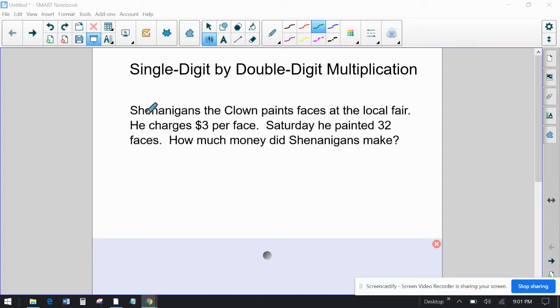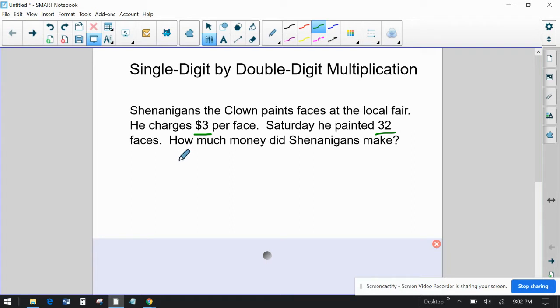So here is a story problem. Shenanigans the clown paints faces at the local fair. He charges $3 per face, and on Saturday he painted 32 faces. How much money did Shenanigans make? So I can picture that right now, $3 per face, and there's 32 faces. For every one of these 32 faces, he made $3. So that's 3 plus 3 plus 3, repeated addition up to 32 times.